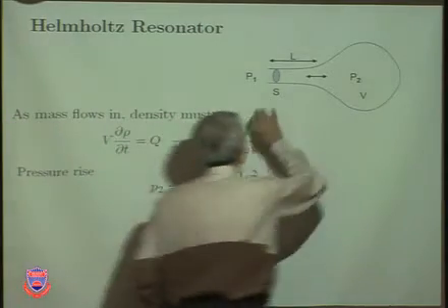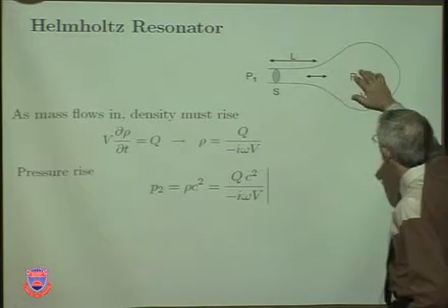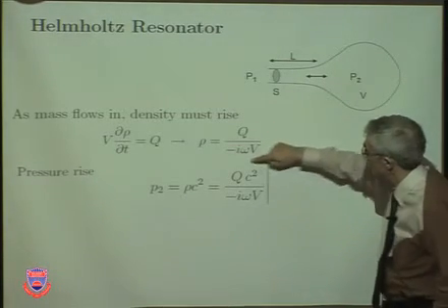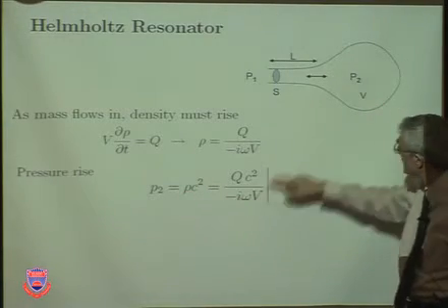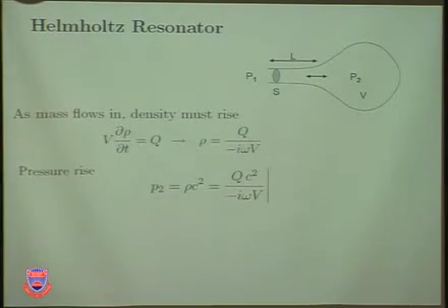Once again, mass flow changes the density fluctuation. We can express it in terms of density fluctuation, which gives rise to pressure fluctuation.